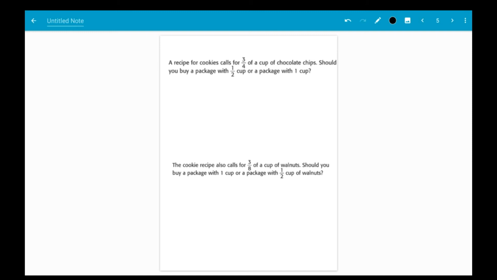A recipe for cookies calls for 3/4 of a cup of chocolate chips. Now, the question is, should you buy a package with 1/2 a cup or a package with 1 cup? What they want you to do here is estimate whether 3/4 is closer to 1 cup or closer to 1/2 cup. So I want you guys to use your brains, pause this video, and try the problem on your own. Once you're done with that, you can play this video and I'll break it down for you. So get to it.